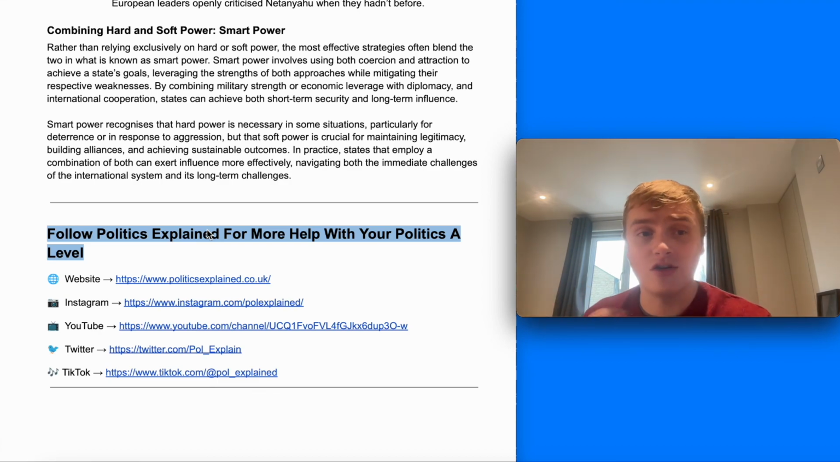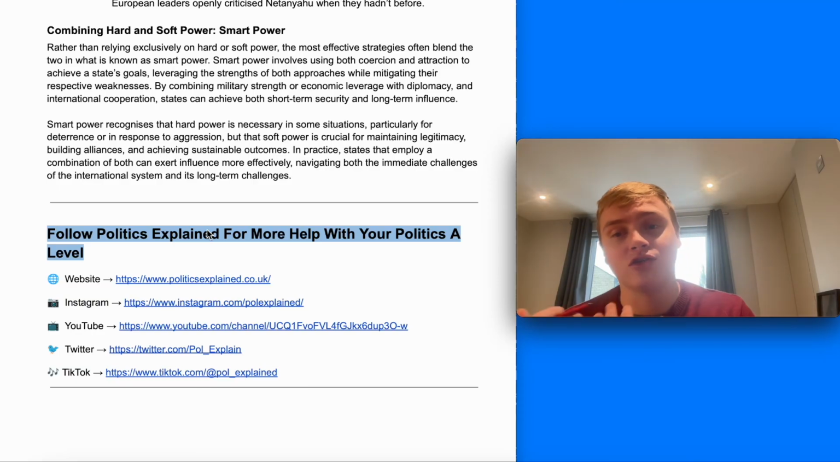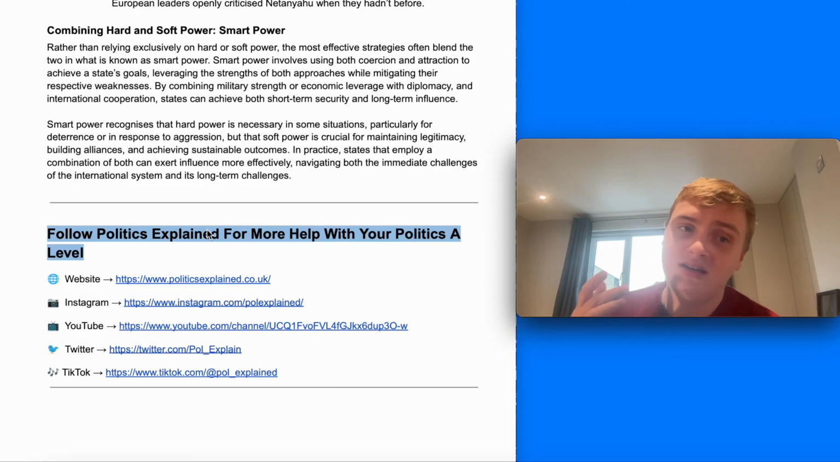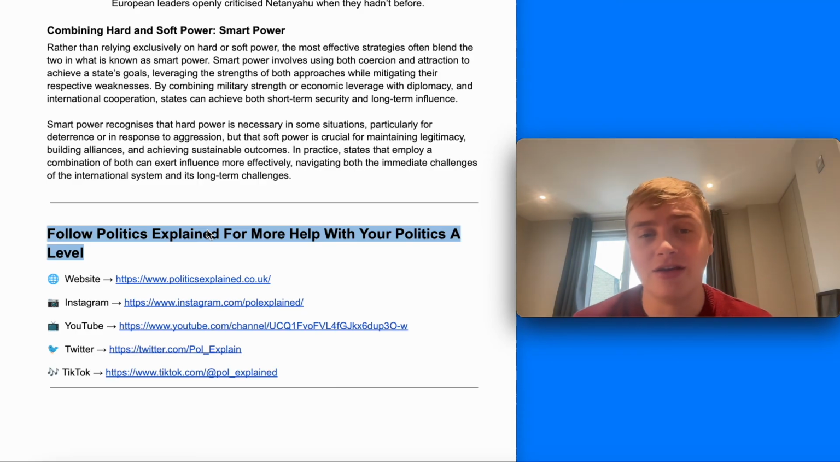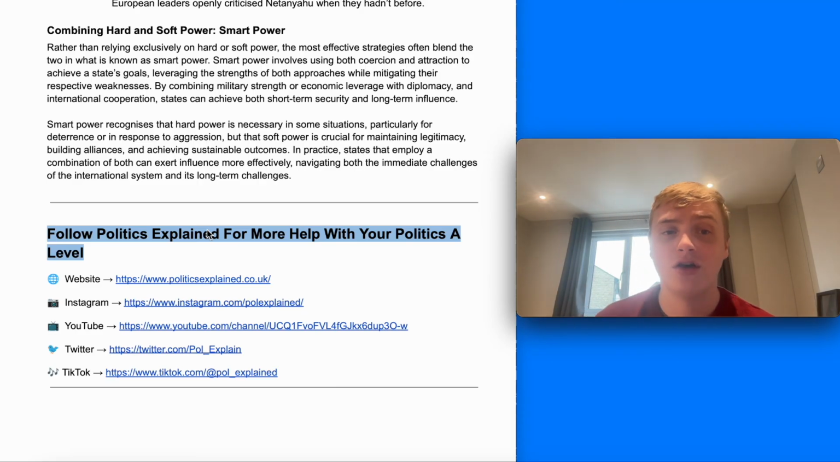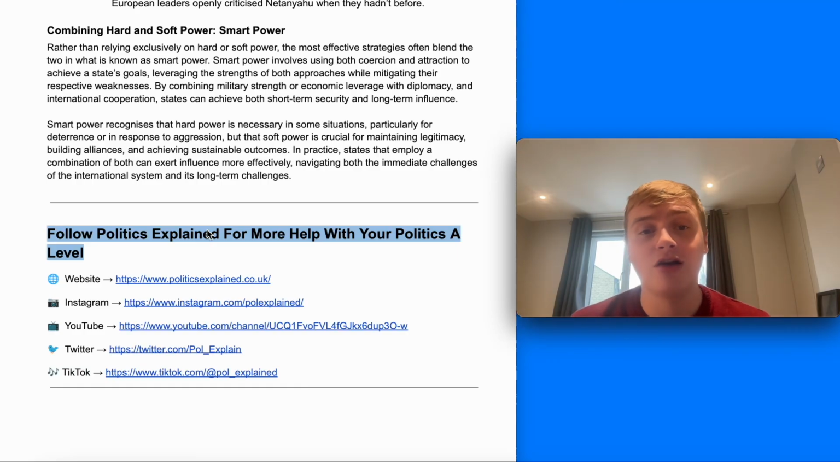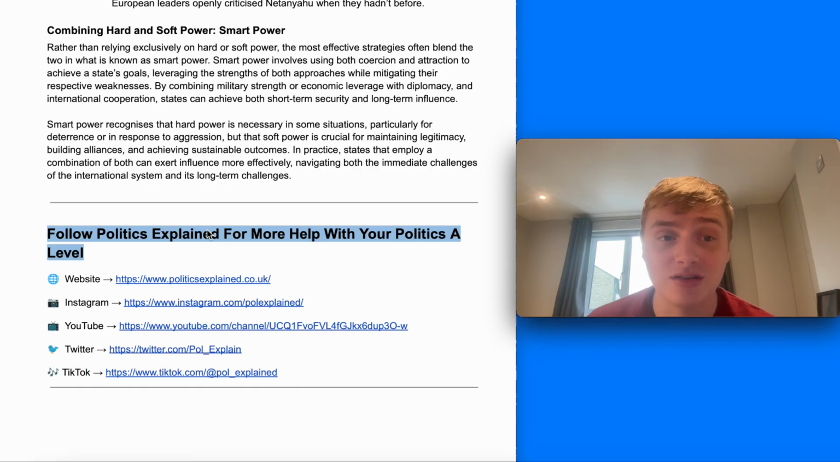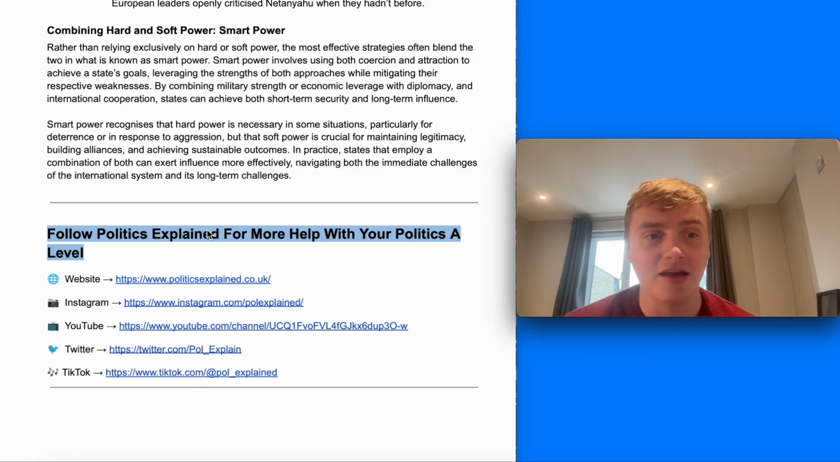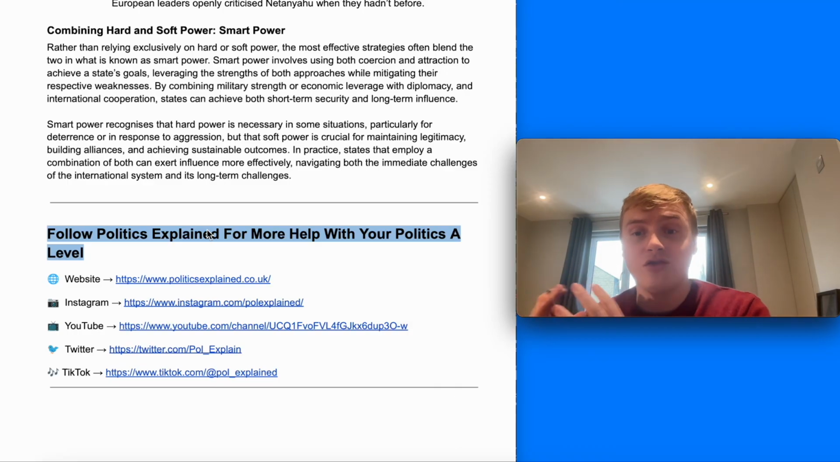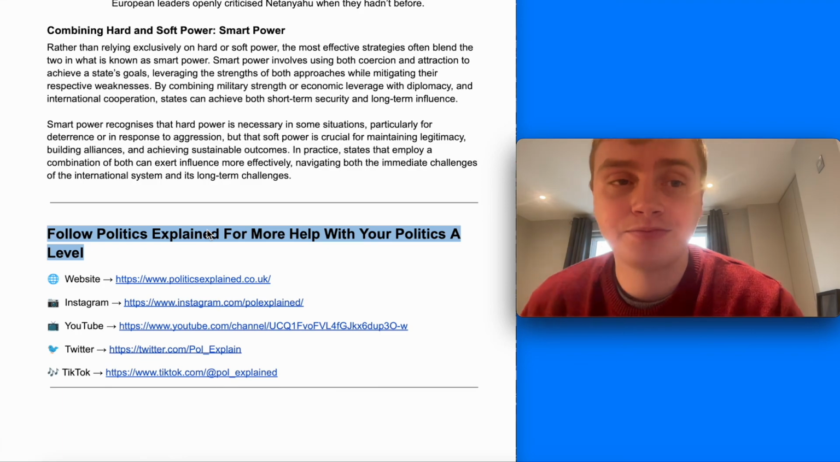And sometimes you only use soft power to try and achieve long-term influence or in a particular policy area. Yes, smart power, as hard power is necessary in some situations, particularly for deterrence or in response to aggression, but soft power is crucial for maintaining legitimacy in the long term. States that employ a combination of both exert influence more effectively, navigating the immediate challenges and the long-term challenges of the international system.